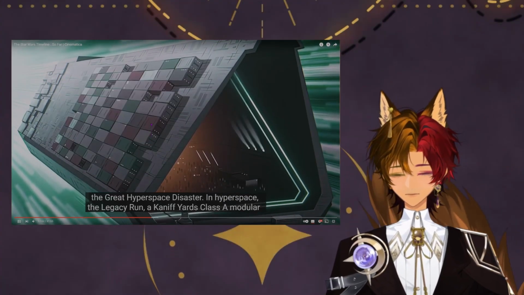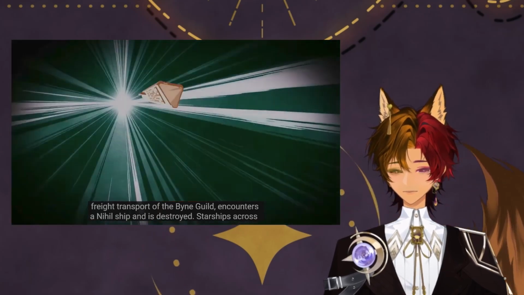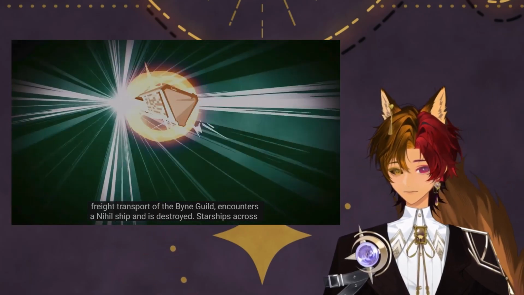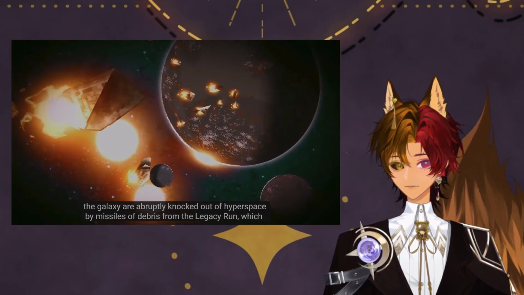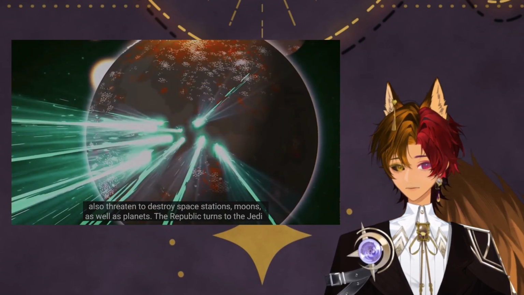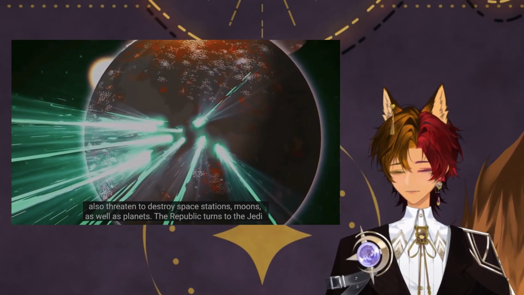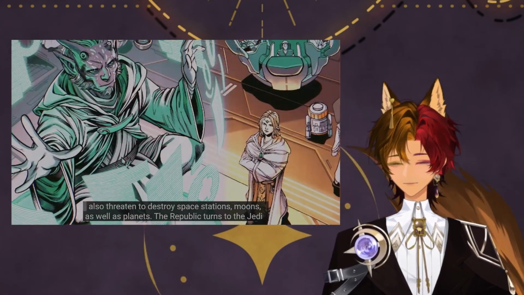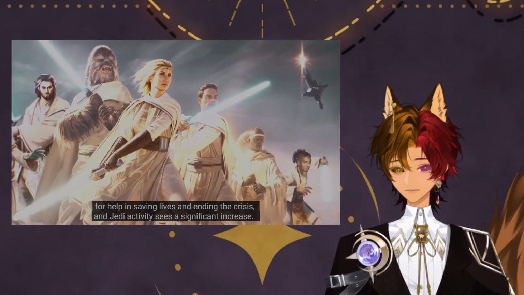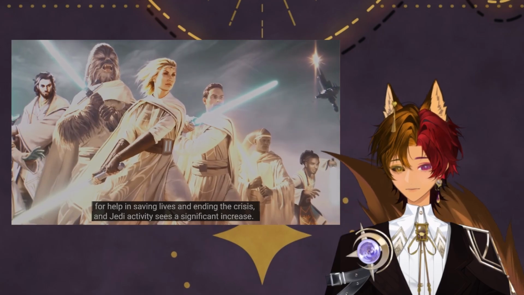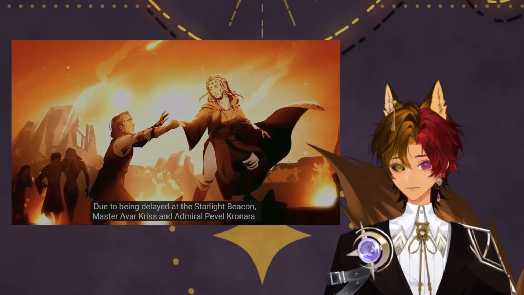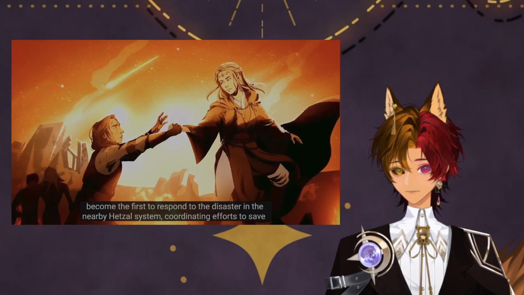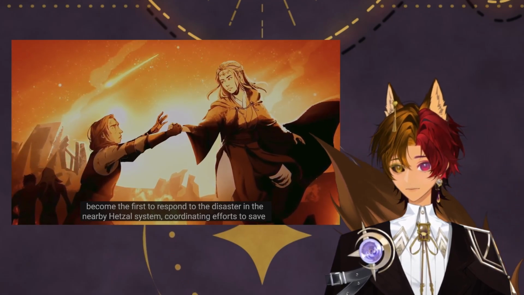Canif Yard's Class A modular freight transport of the Bind Guild encounters a Nihil ship and is destroyed. Starships across the galaxy are abruptly knocked out of hyperspace by missiles of debris from the Legacy Run, which also threaten to destroy space stations, moons, as well as planets. The Republic turns to the Jedi for help in saving lives and ending the crisis, and Jedi activity sees a significant increase. Due to being delayed at the Starlight Beacon, Master Avar Kriss and Admiral Pevel Kronara become the first to respond to the disaster in the nearby Hetzal system.